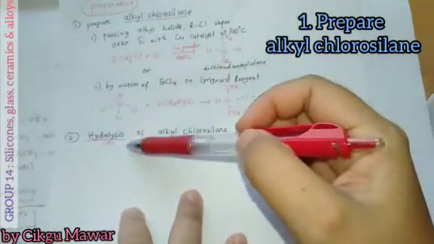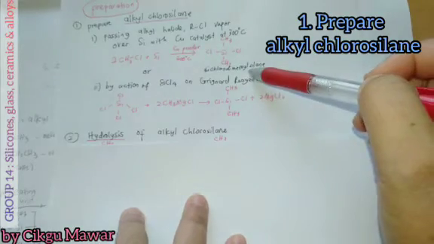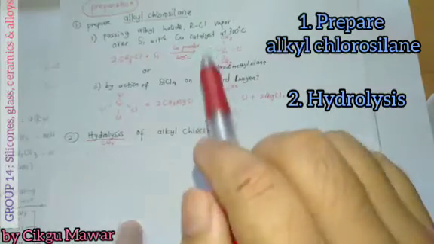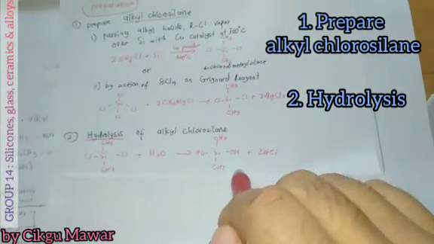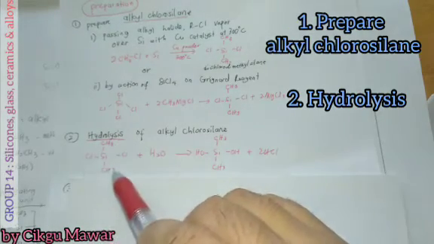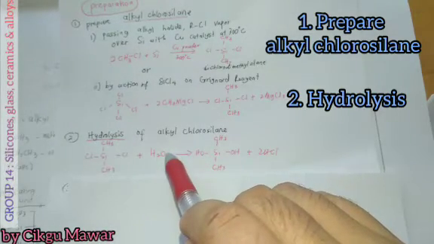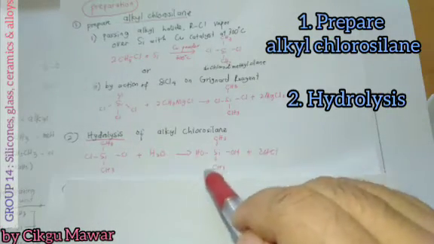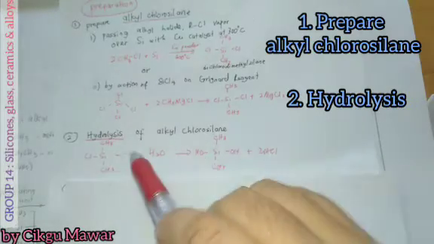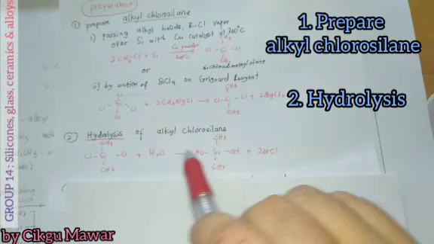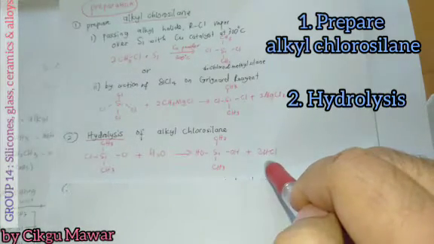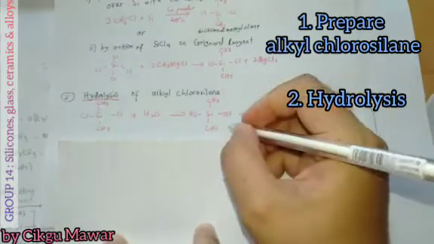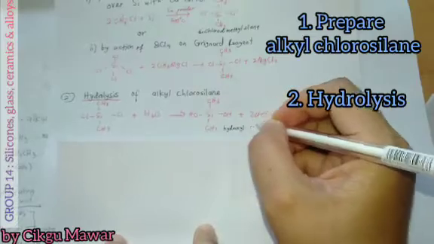The second step, after we have prepared the alkyl chlorosilane, is to hydrolyze the alkyl chlorosilane. This is the equation involved: we have chlorosilane here, and we react it with water, which means we hydrolyze it, and then we get the hydroxyl compound, where Cl is substituted by OH and we remove 2 moles of HCl. So this is the hydroxyl compound.